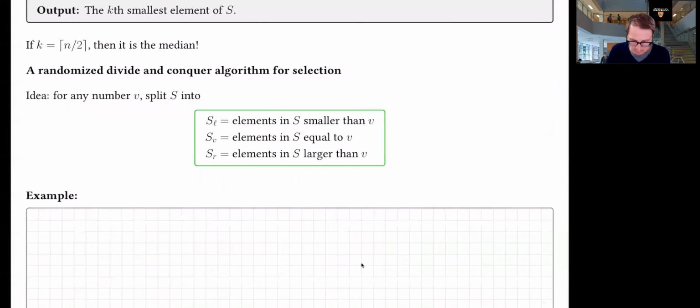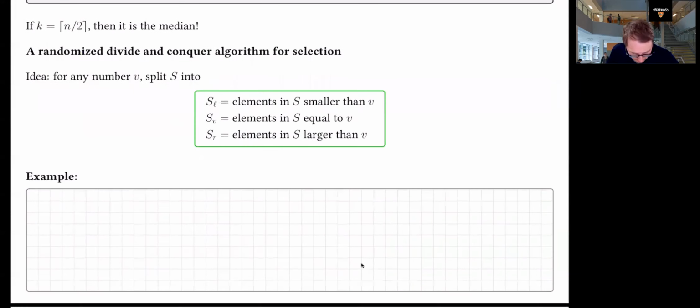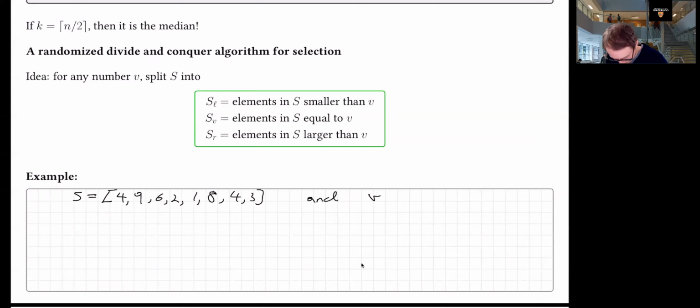So let me just give you an example. Let's say that we have the array S is 4, 9, 6, 2, 1, 8, 4, 3. And let's take V as 4. V actually doesn't even have to be an entry from the array. It's fine. If it's not in the array, then S_V will be empty. But in this example, V is an element of the array.